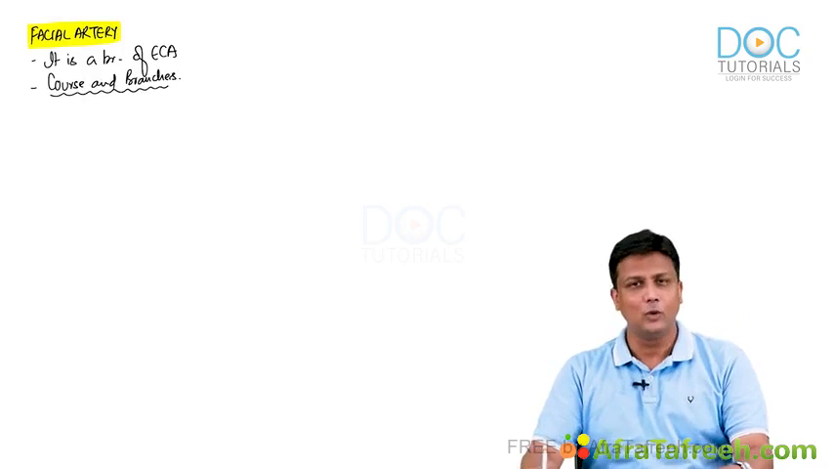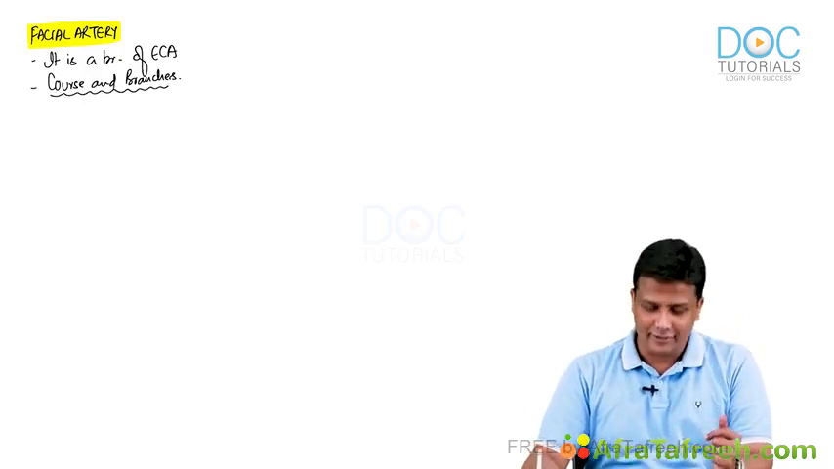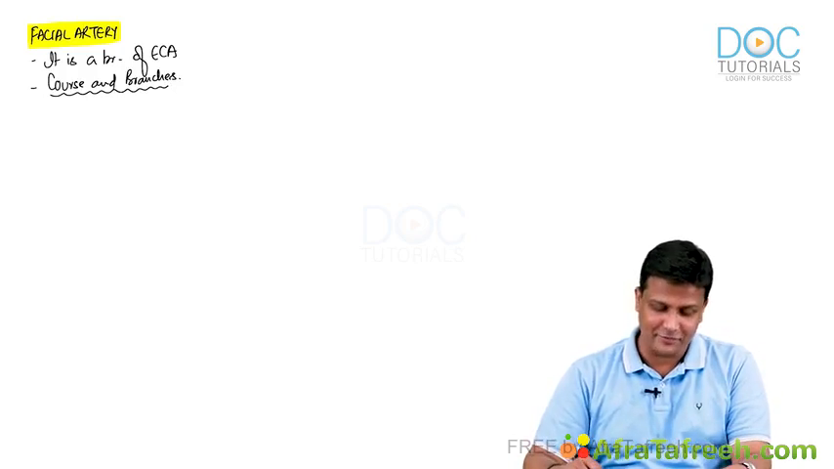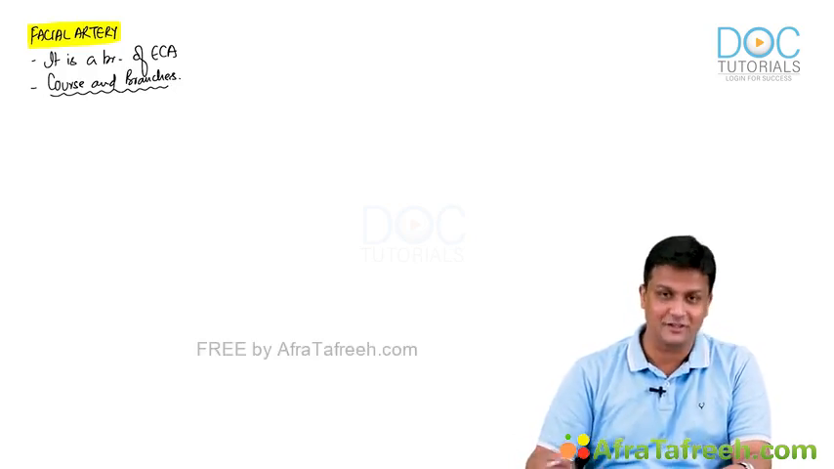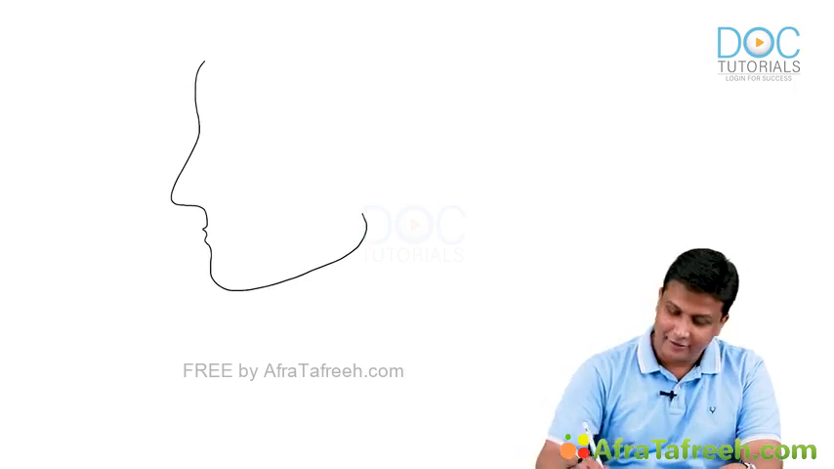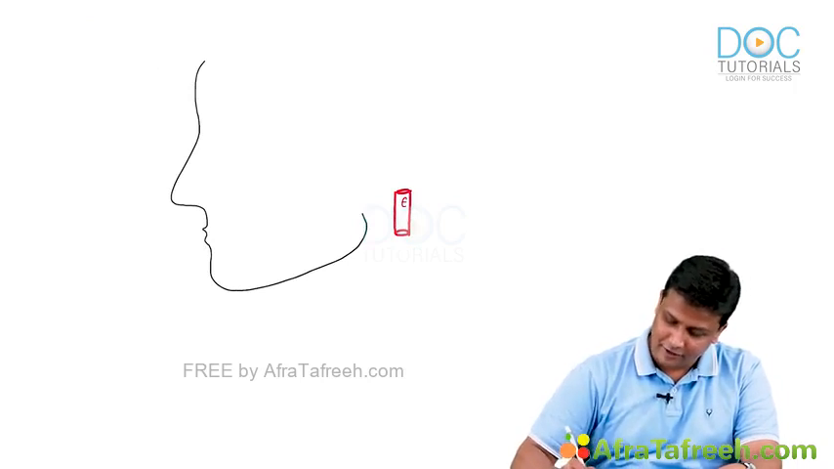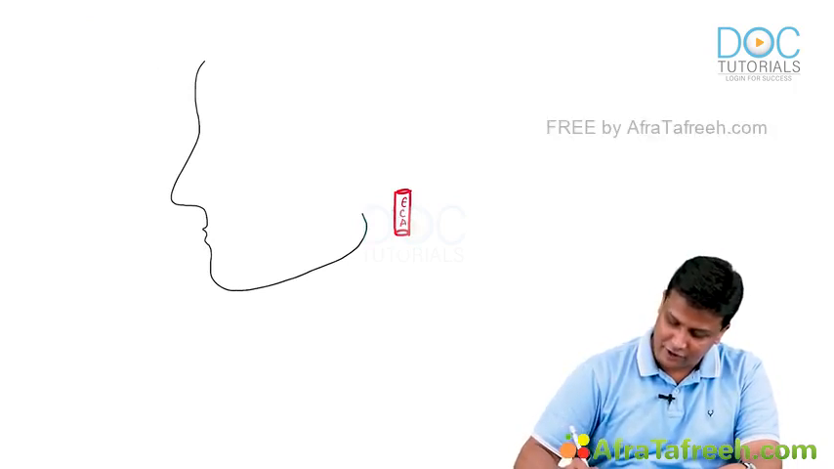And to learn that, we'll do one thing. We're not going to simply learn it like the branches with the mnemonic and all. Let's draw the diagram. Let's make things a little bit interesting here. So imagine this one here to be someone's face. And then this one here, the external carotid artery. And the external carotid artery will actually give a branch, that is the facial artery.